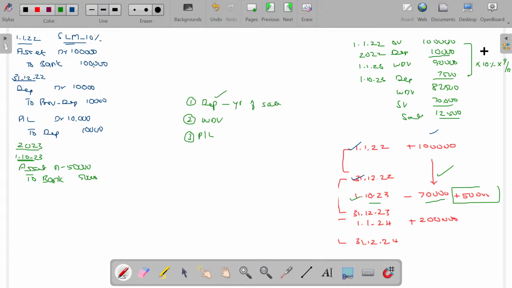Number 1, depreciation for the year end. Depreciation account debit, and the depreciation should be transferred to the provision for depreciation account, the value being 7,500. Number 2, sale entry. You collect the money, so bank account debit to asset account.